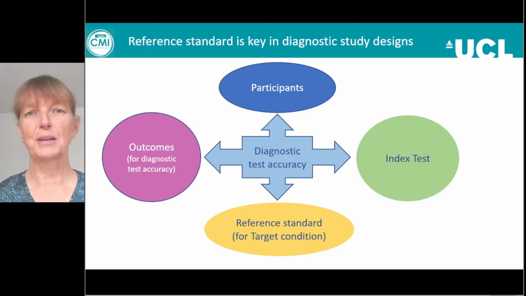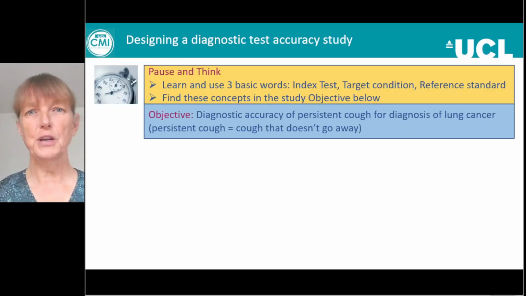And the fourth component are the outcomes, and these are how we're going to express the results of the diagnostic accuracy study. Okay, so we'll come back to these different components. And in the first pause and think exercise, we're going to learn how to use 3 of these words: index test, target condition, and reference standard.